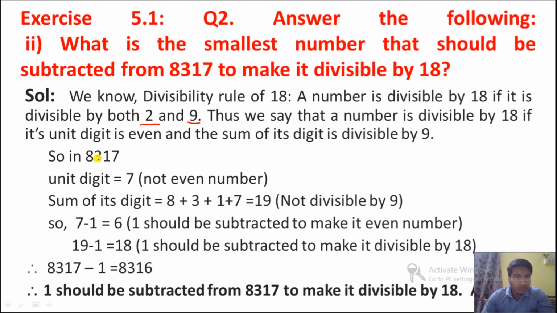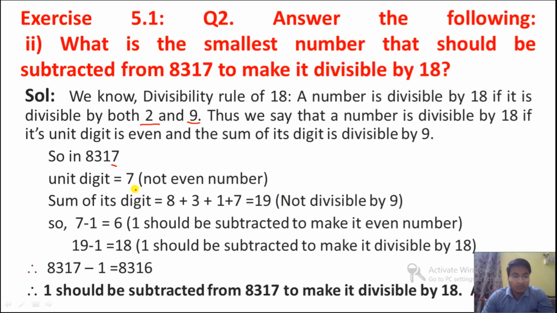In 8317, here you can see the unit digit is 7, and 7 is not an even number. Clear? Now we'll add the digits and check. The sum of its digits is 8 plus 3 plus 1 plus 7. Then we'll get 19, and this 19 is not divisible by 9.